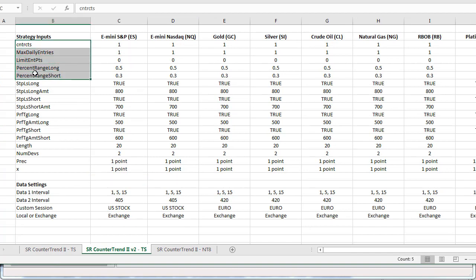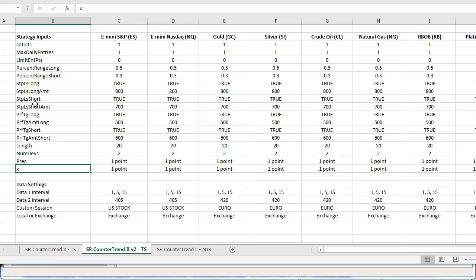We removed some of the parameters, so we have percent range long and percent range short, and that was just one variable for longs and shorts, but we find that we're able to balance the trades if we have a different number for the short side than the long side. Originally we were going to do this with the length and number of deviations, but we went back to our original 20 and 2, all the same, precision and X, 1 point on all. So all these inputs are the same for all markets, all 9 markets that we have for this.